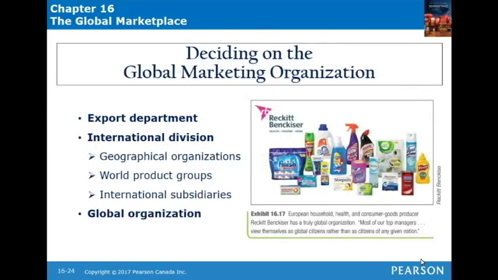Deciding on the global marketing organization: export department, international division, geographical organizations, world product groups, international subsidiaries, and then global organization. Exhibit 16.17, European household health and consumer goods producer Reckitt Benckiser as a truly global organization. Most of our top managers view themselves as global citizens rather than as citizens of any given nation.